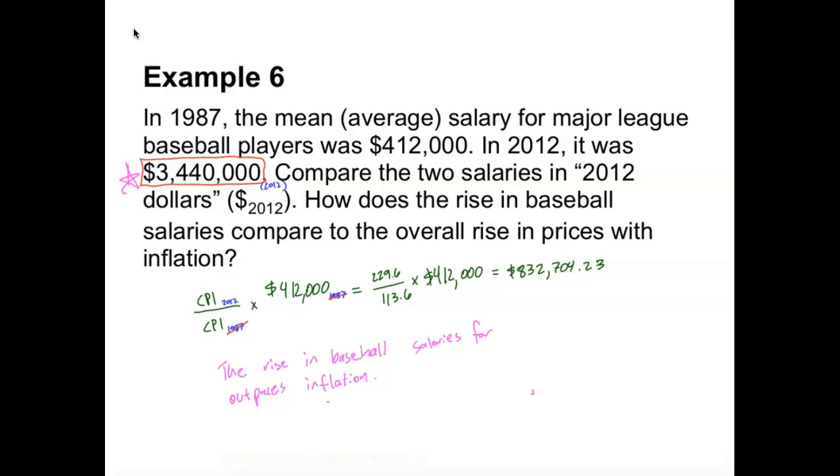Right? So just to make sure you guys understand, this number is just saying that if the average salary stayed the exact same and the only thing that changed over those 30 years or whatever was inflation, then baseball players should be on average making $832,000. But what they're actually making on average is $3,440,000. So baseball salaries increased not just because of inflation, but because of other things. Maybe the rise in popularity of baseball players or the demand for baseball, but they're making way more than they would be if it were just for increasing inflation.